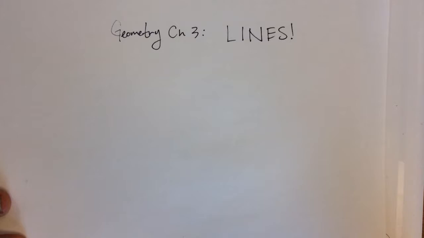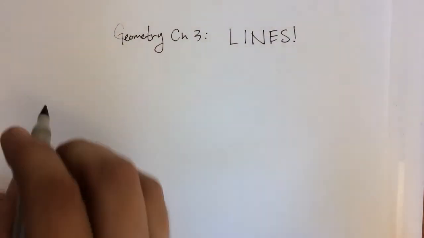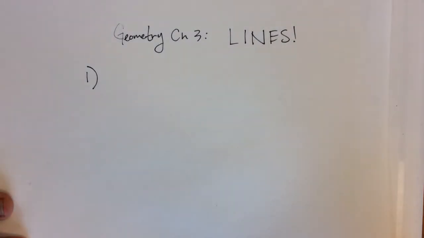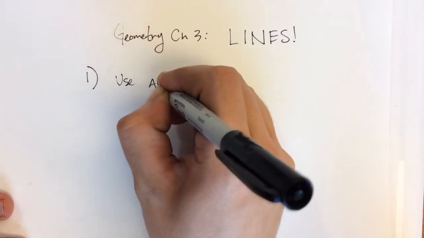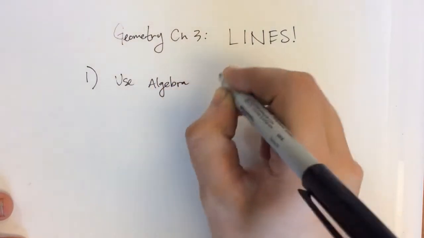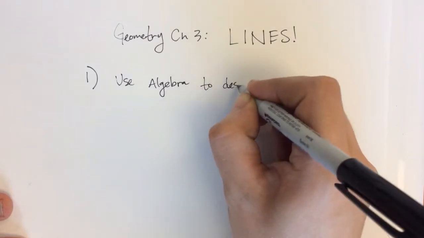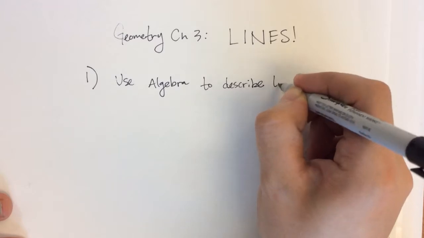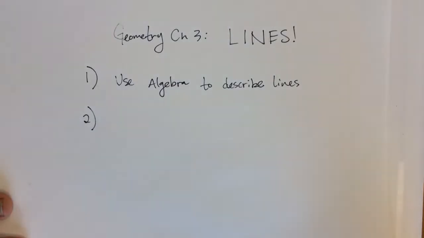So we've got 4 goals for this first short series of videos. The first goal is to use algebra to describe lines. We talked about lines a lot last year in algebra, and so we don't want to forget the stuff that we learned. We want to use what's useful. Most of it was useful.